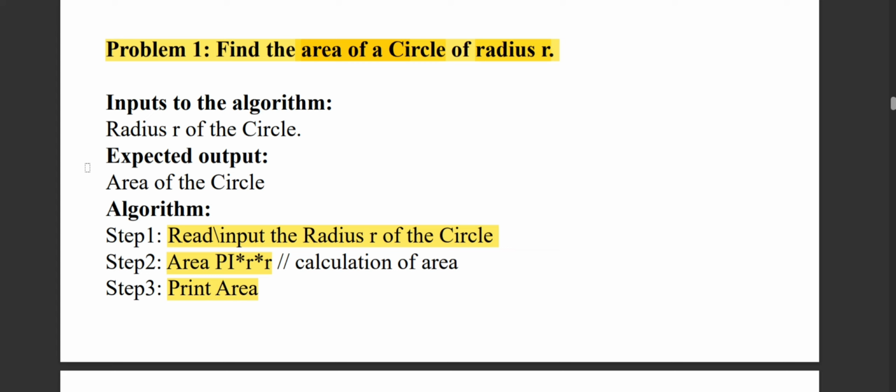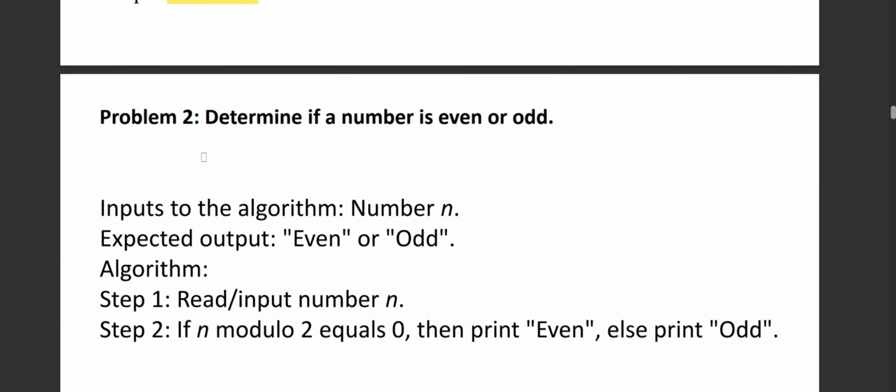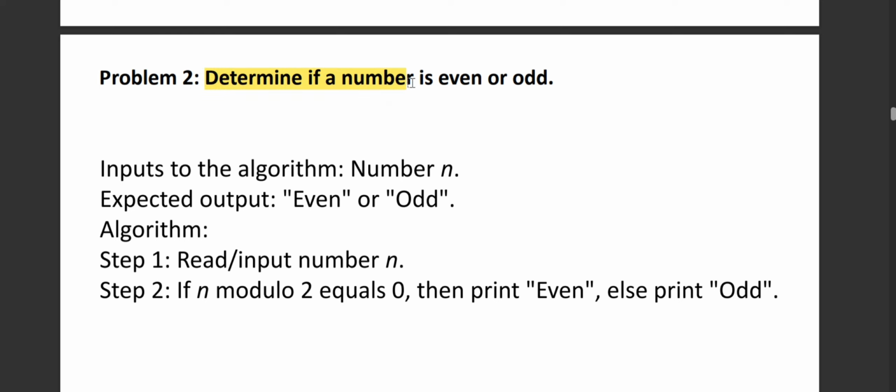So this is a simple algorithm, and I will show you another example. The next one is: determine if a number is even or odd. Here also, what is the input? We'll give a number, because we need to check whether a number is even or odd. So I'll give a number, that will be the input. What is the output? The output will be even or odd.